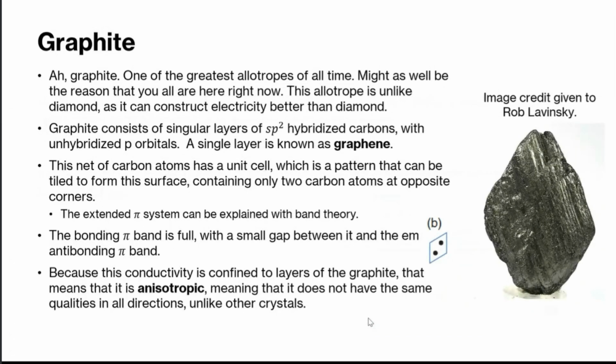Now, this extended pi system will be explained with band theory. The bonding pi band is full, with a small gap between it and the anti-bonding pi band. However, this conductivity is confined to the layers of the graphite, meaning that this property is anisotropic, which basically indicates that it does not have the same qualities in all directions.